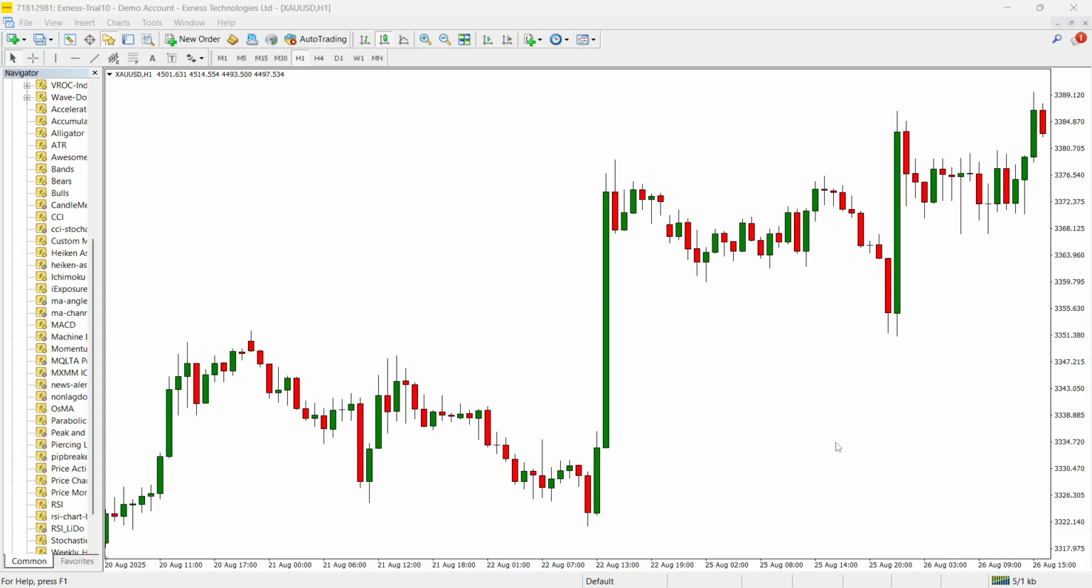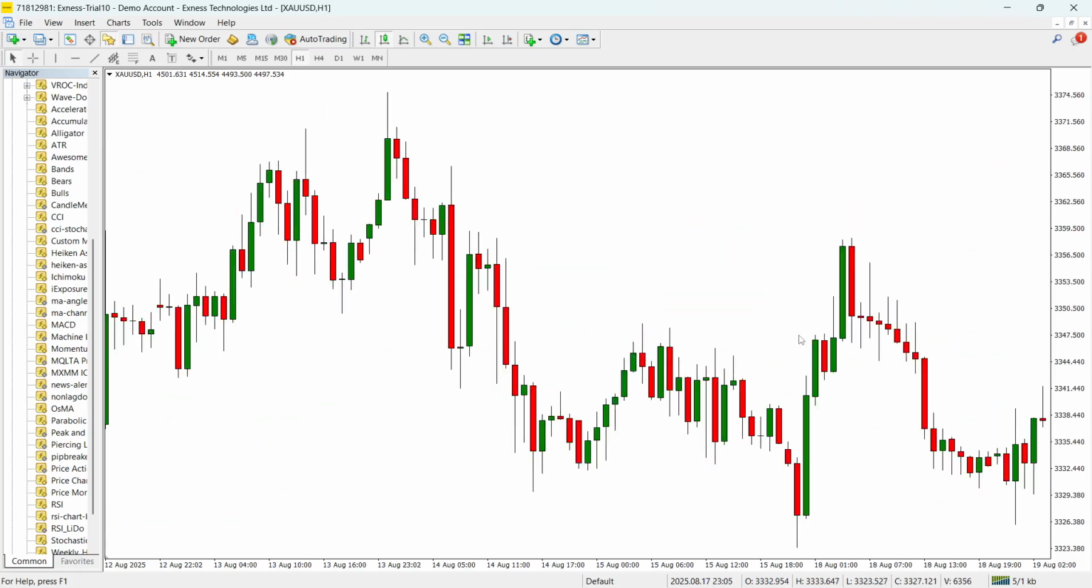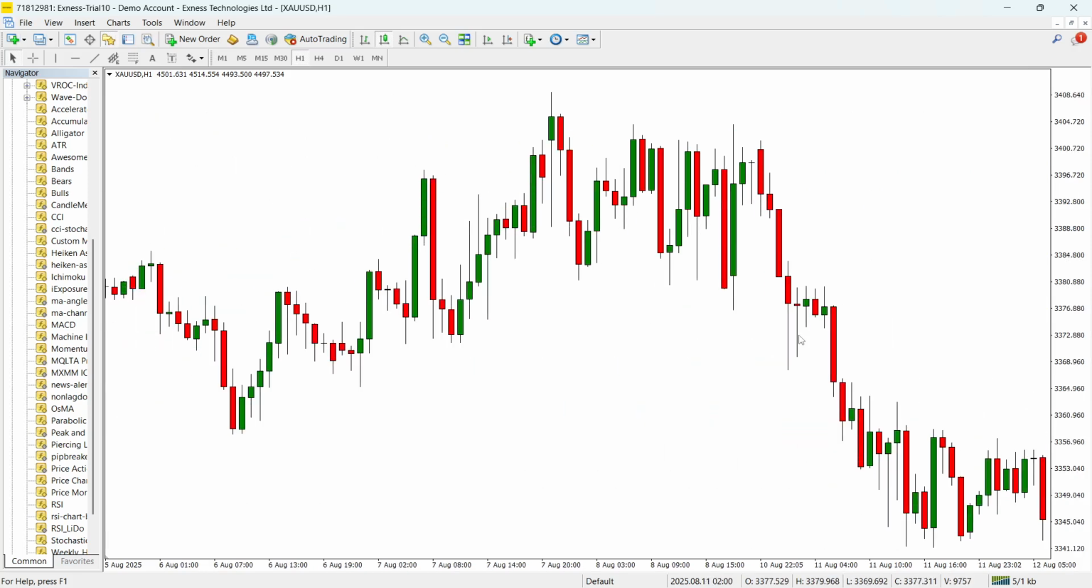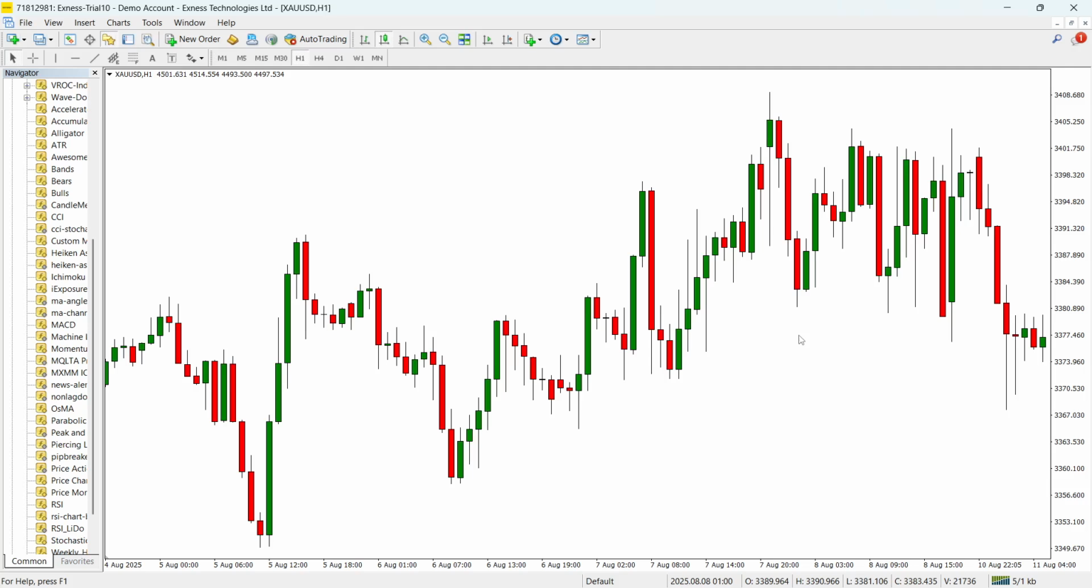Hello traders. In today's video, we're going to be talking about the wave dots indicator for MT4. This indicator combines Elliott Wave concepts with technical analysis, plotting colored dots on the price chart to mark potential wave endings, new wave beginnings, and possible buy or sell zones.